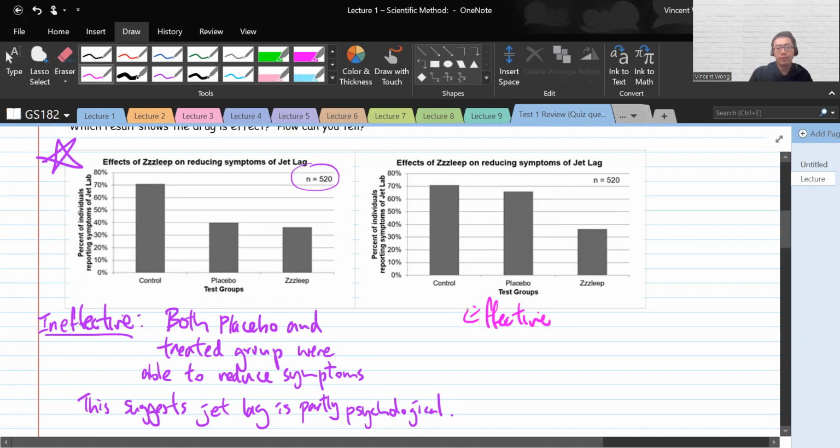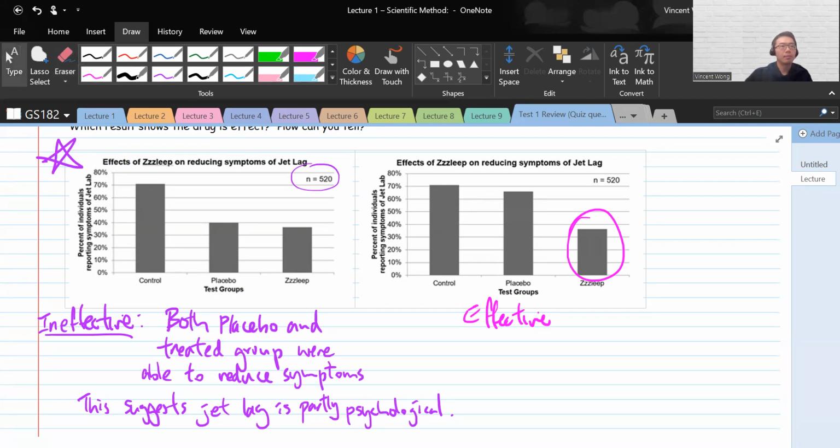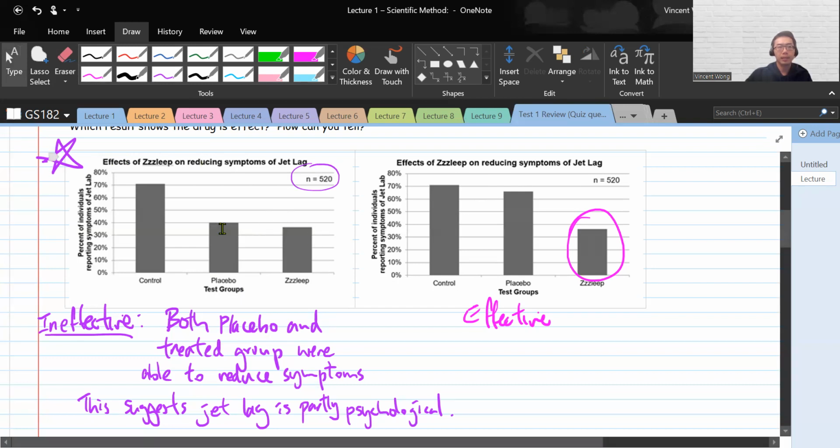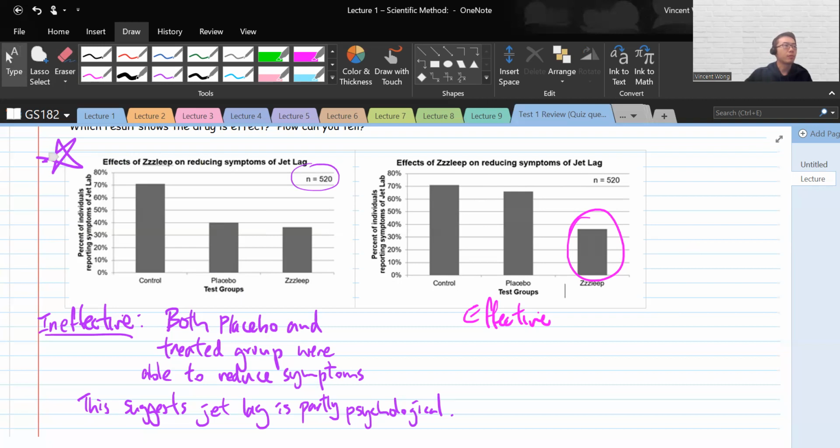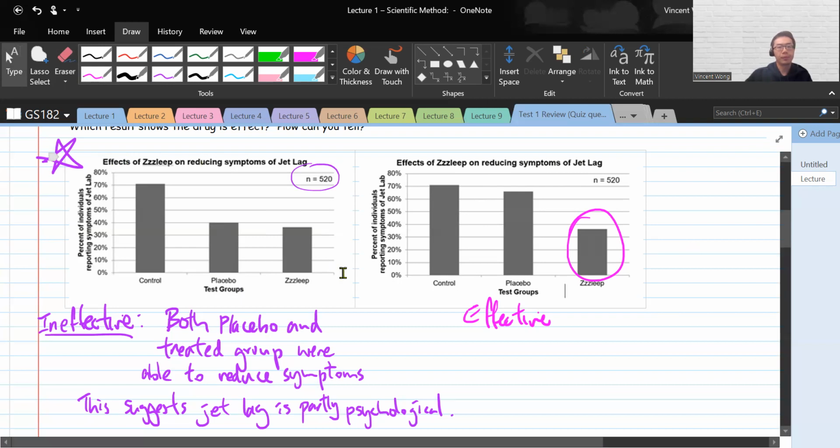This is when the drug is effective because only the treatment group is able to reduce the symptoms of jet lag. Okay, placebo has the same outcome as the control group. Okay, I hope that makes sense to you. Any questions before we move on to the next one?